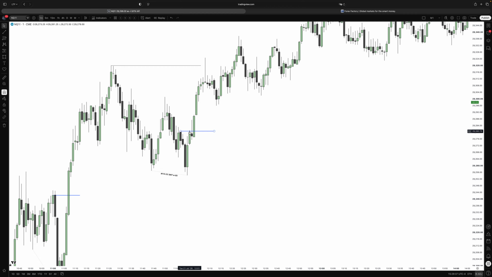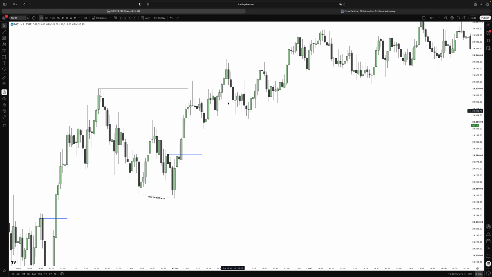And this candle trades above, closes below. This candle trades above, closes below. And then 12:03, 12:04, see you later, and no fill again.